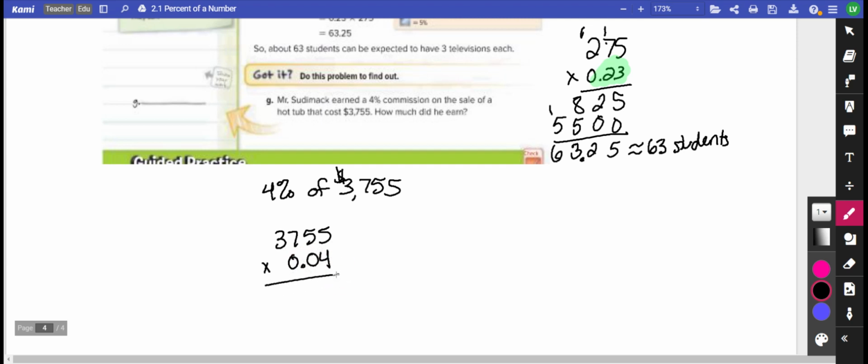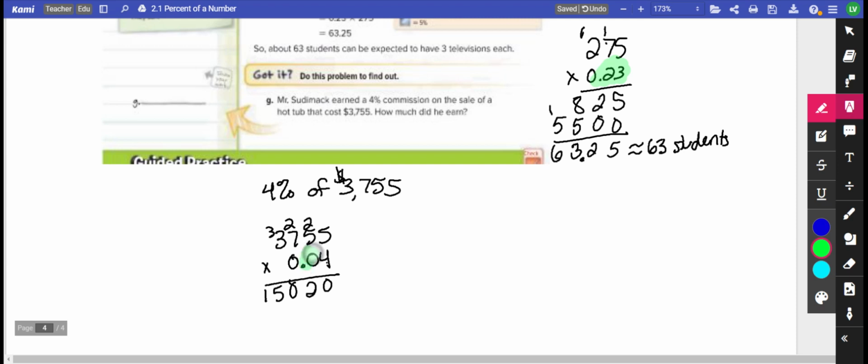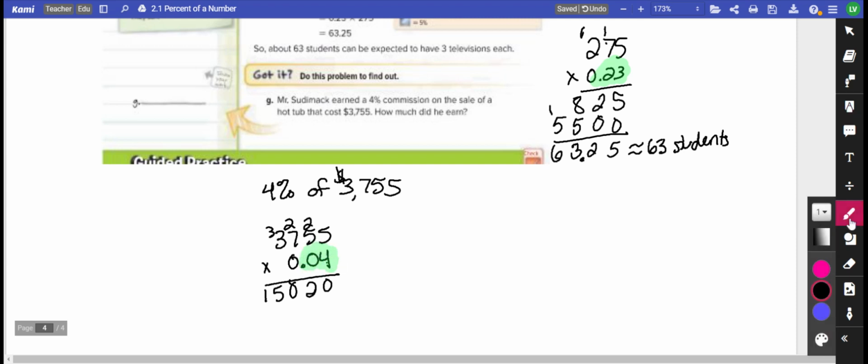4 times 5 is 20. 4 times 5 is 20 plus 2 is 22. 4 times 7 is 28 plus 2 is 30. 4 times 3 is 12 plus 3 is 15. There are 2 numbers to the right of my decimal point, so I need 2 numbers to the right of my decimal point. So that means that Mr. Sudamak earned $150.20 in commissions.